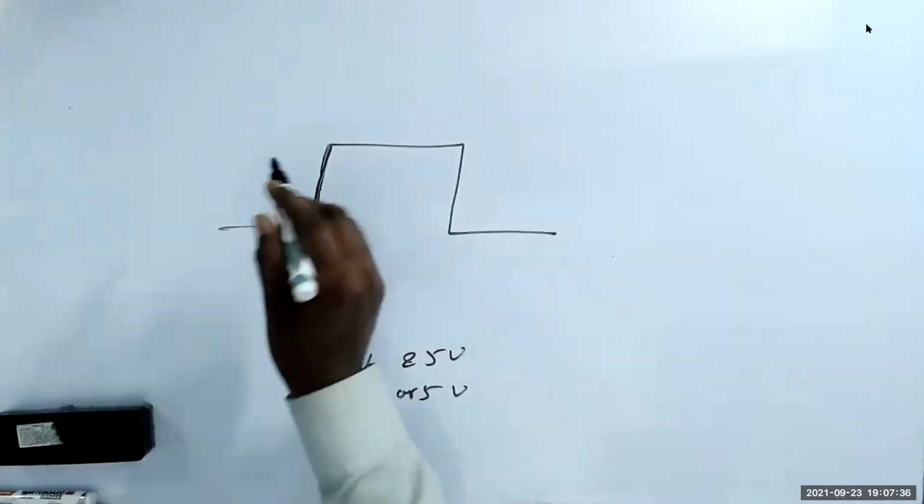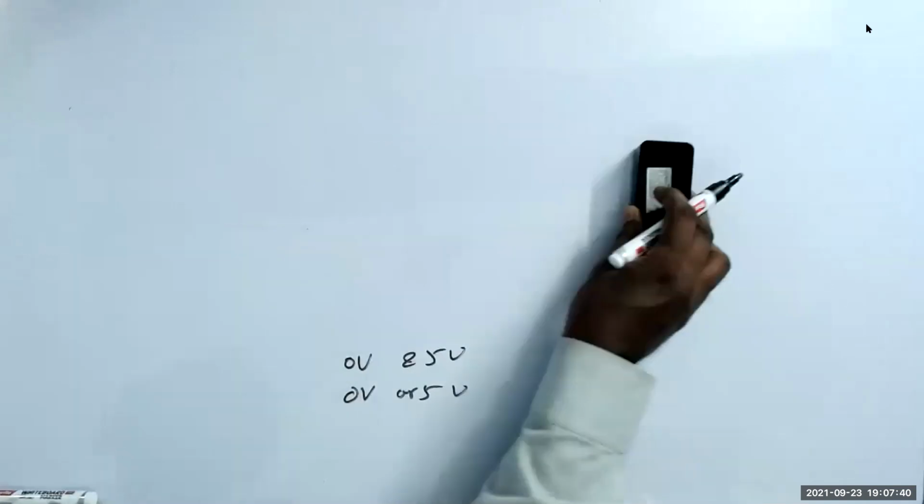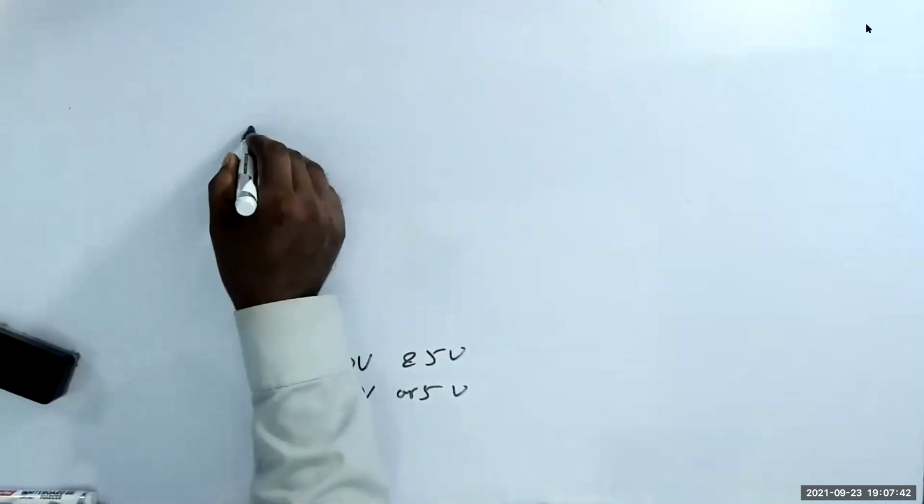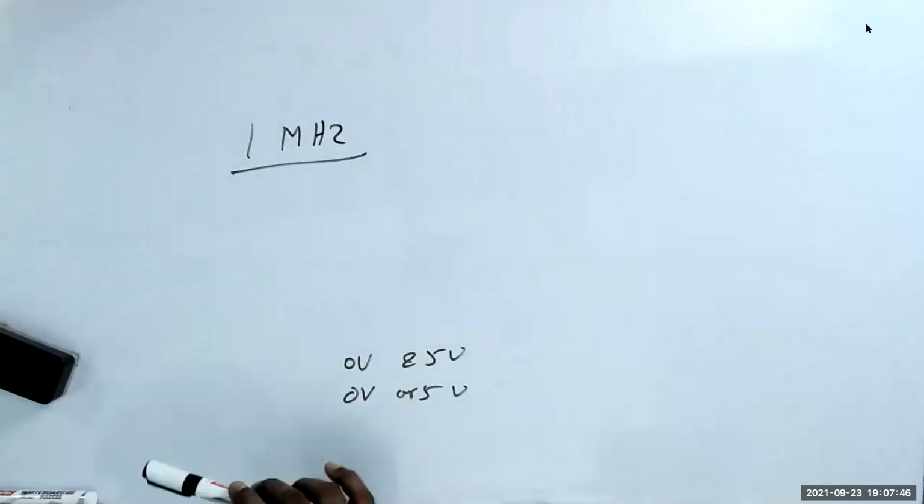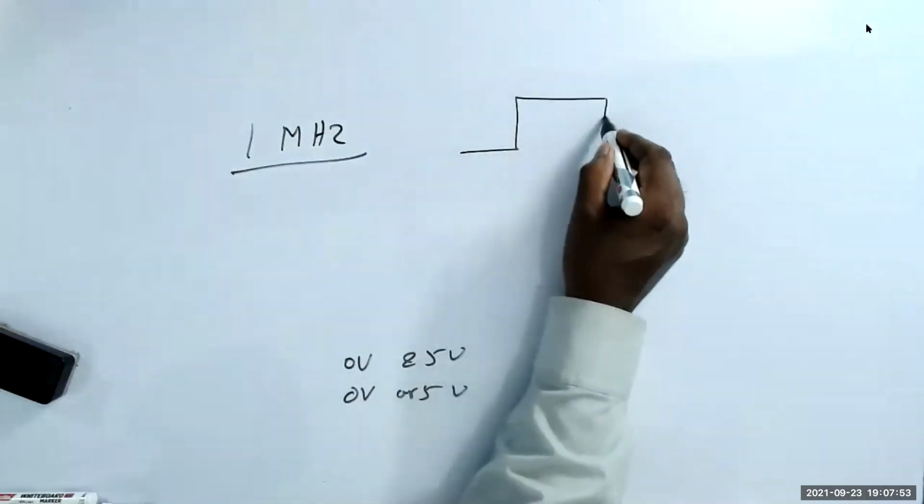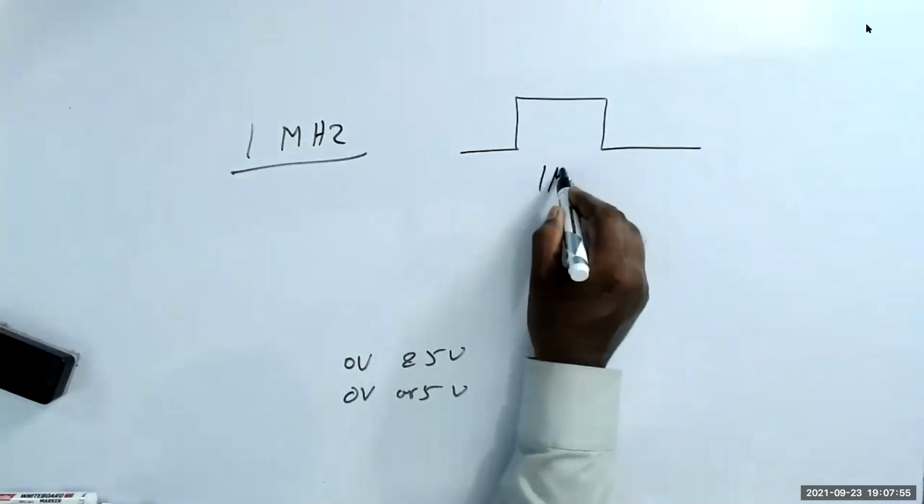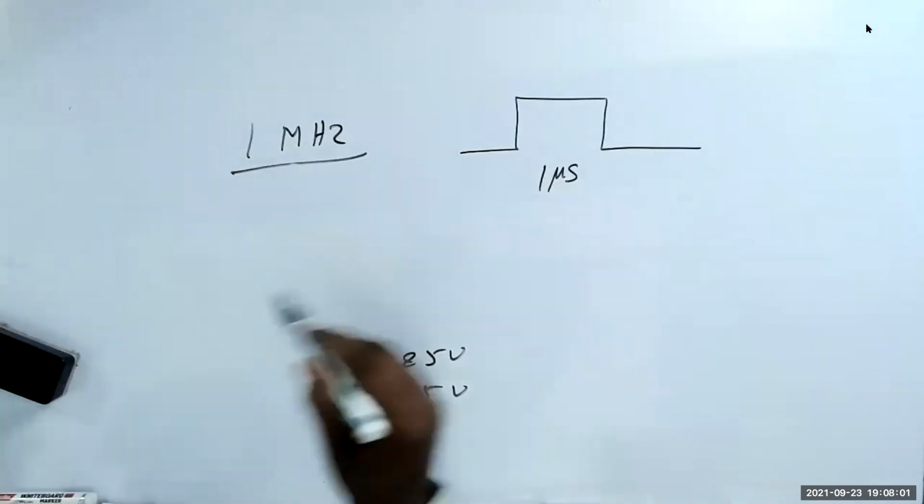For example, let us assume that the clock is 1 megahertz. If the clock is 1 megahertz, then the clock width is 1 microsecond. Am I right? 1 microsecond, because 1 by 1 megahertz is 1 microsecond.